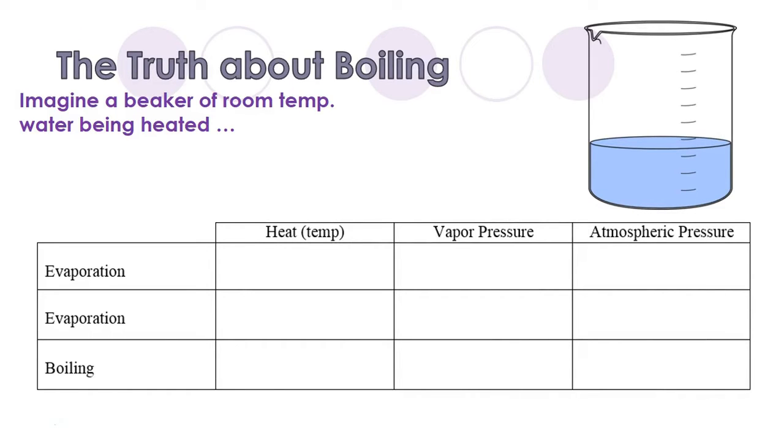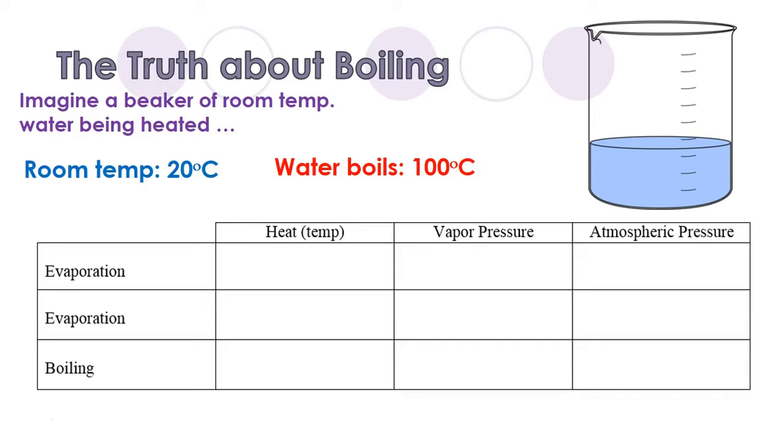So let's pretend we have a beaker of room temperature water and we want to heat it. Room temperature is 20 degrees Celsius, and we know that water boils at 100 degrees Celsius. We're going to take this beaker and heat it up to 65 degrees Celsius. When that happens, we want to evaporate, and what's happening in evaporation is some of the particles at the surface are going to escape into the air.